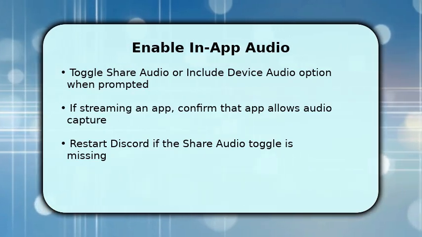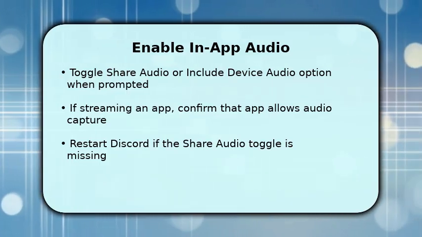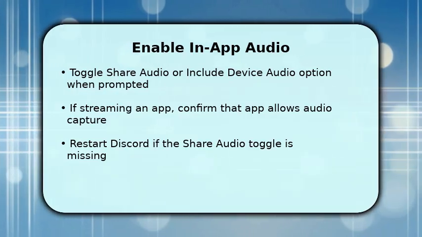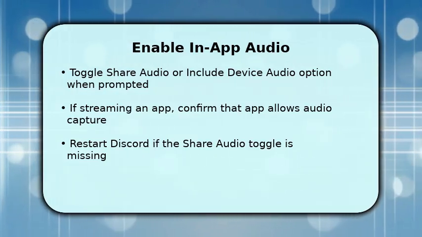If the audio option is missing, force close and reopen Discord, then try sharing again. This often restores the toggle. Also make sure your phone's media volume is up, because screen share streams whatever the device outputs.